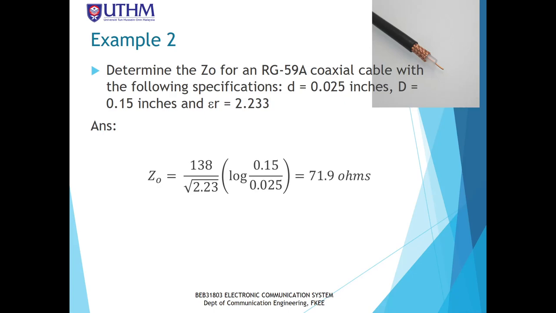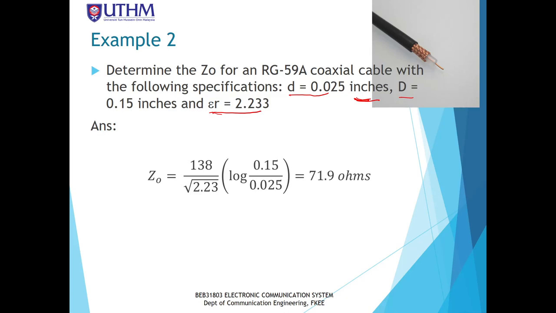Example 2. Determine the characteristic impedance for an RG449A coaxial cable with the following specifications. Small d is the diameter of the conductor, capital D is the diameter of the cable, and epsilon r is equal to 2.233. This is the dielectric constant. Okay, so you are given in terms of inches. I believe this is from American books, so that's why they use inches instead of meter. So no problem. If you use inches, that means all values must be in terms of inches. If you want to use meter, use all meter. Okay, but it will produce the same answer. Okay, this is an example.